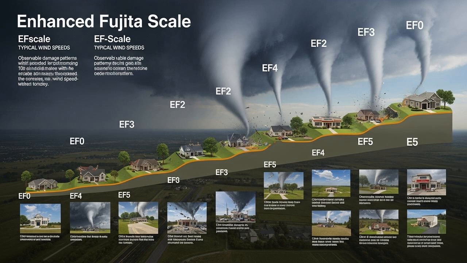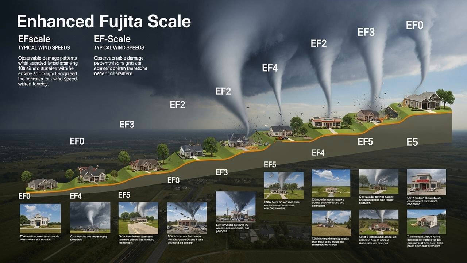The scale runs from EF0 to EF5, and EF0, with winds estimated between 65 and 85 miles per hour, causes light damage. Maybe some shingles peeled off a roof or branches broken from trees. And EF1 causes moderate damage, like overturning mobile homes or breaking windows. And EF2 is where things get serious, with winds up to 135 miles per hour. It can tear the roof completely off a well-built house. And EF3 causes severe damage, capable of destroying entire stories of houses.